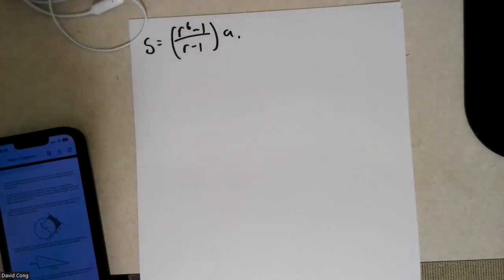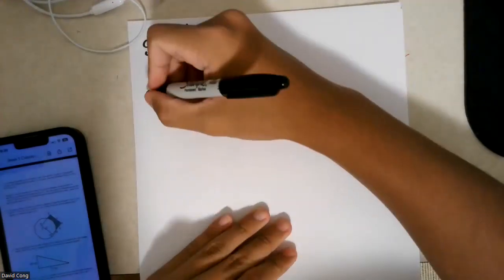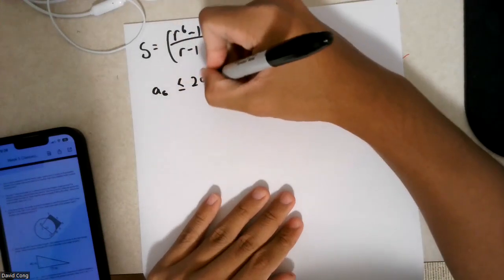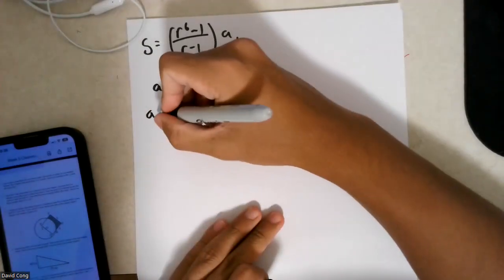So how do we maximize our sum? Because we want the greatest sum. Well, and what do we also know? The largest term is 2023. So let's think about it. The largest term is A1 R to the 5th.